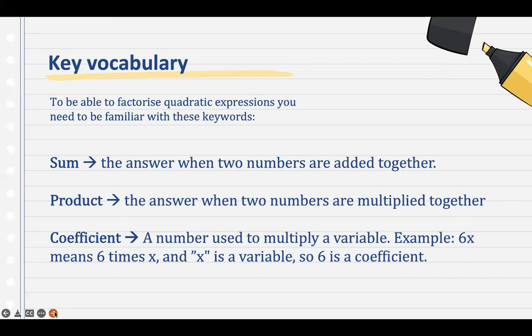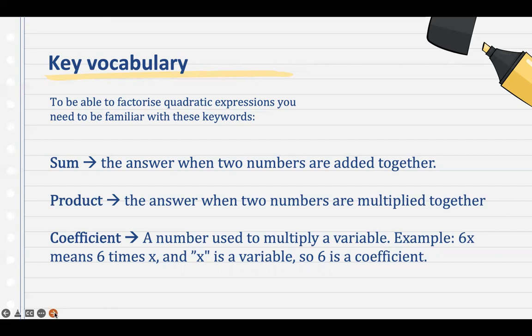So for example, in 6x, this basically just means 6 times x. X is the variable and 6 is the coefficient. So in 6x, the 6 is the coefficient because it's multiplied to the x.